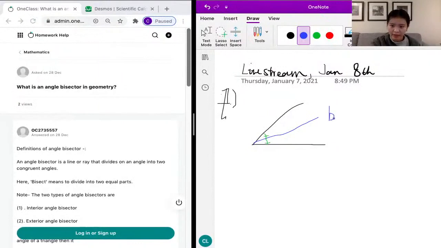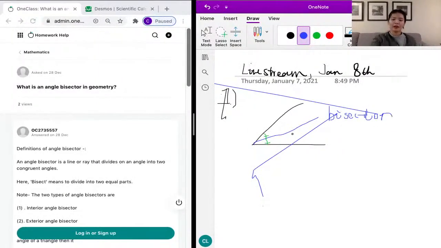The word bi means two in Latin, and sector means separate. So a bisector would be something that separates something else in half. And in math, especially in the context of geometry, an angle bisector would be a line that separates an angle by half. So that's what's called an angle bisector in geometry.